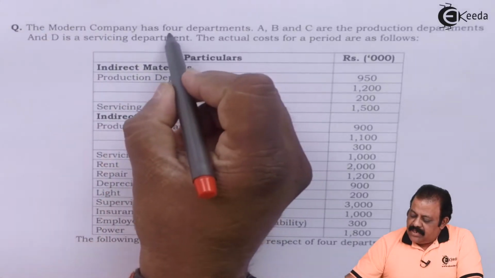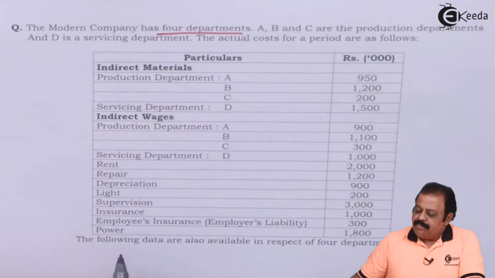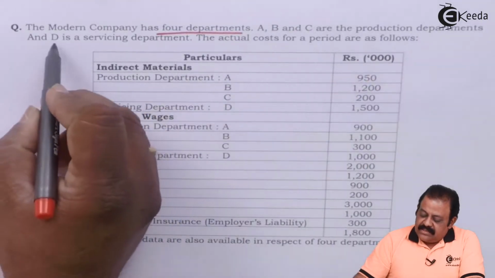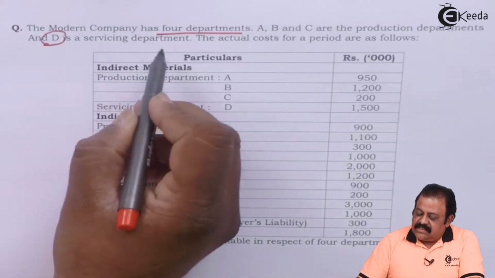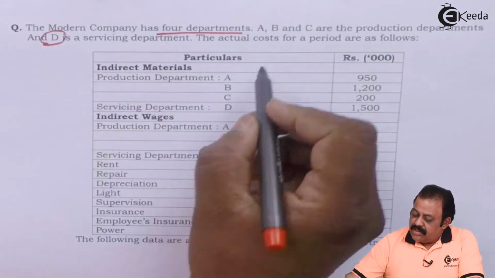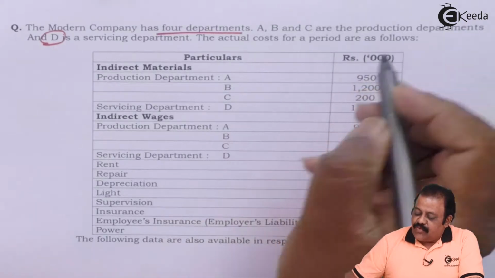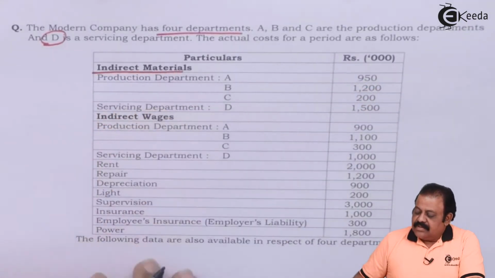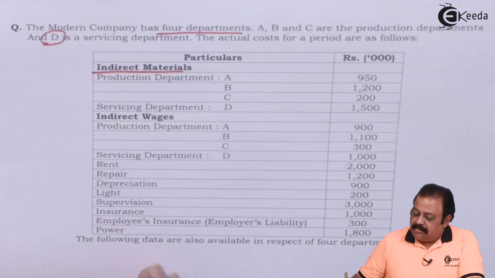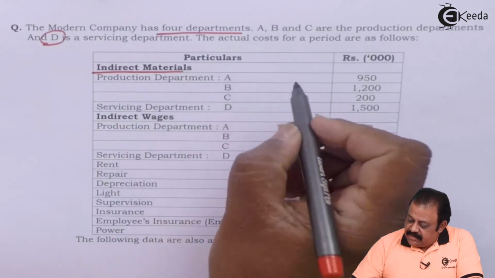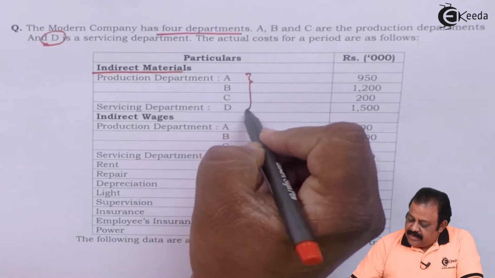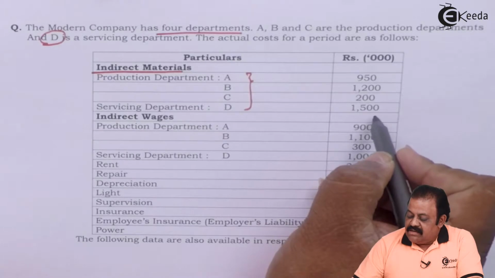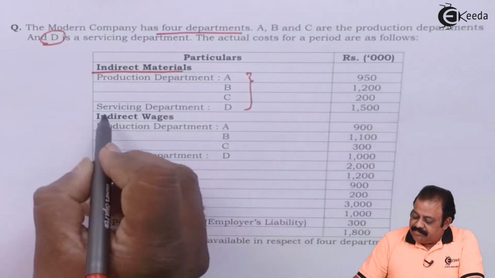The modern company has 4 departments. A, B and C are production departments and D is a servicing department. The actual costs for a period are as follows. Indirect materials are clearly given for each department, allocated: A 950, B 1200, C 200 and D service department 1500.